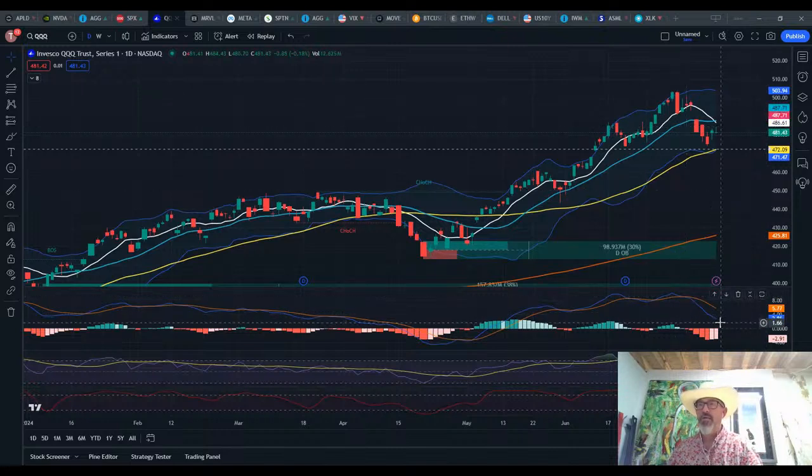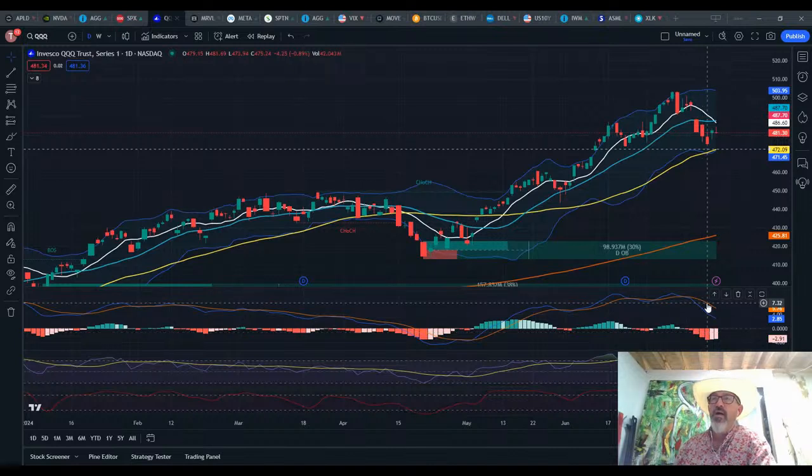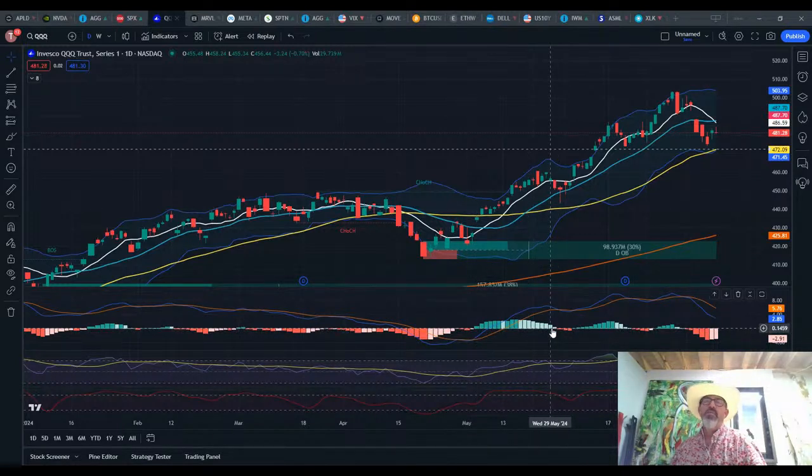MACD is headed south. RSI is below 50. 50 is the strengthening or weakening point from my perspective. In the slow stochastic, well, it's down below 20. If we're going to see this thing move higher, I want to see the slow stochastic break over 50. I want to see the RSI over 50 headed north towards 70. And I want to see this MACD histogram in a situation similar to what we saw back in the month of May.